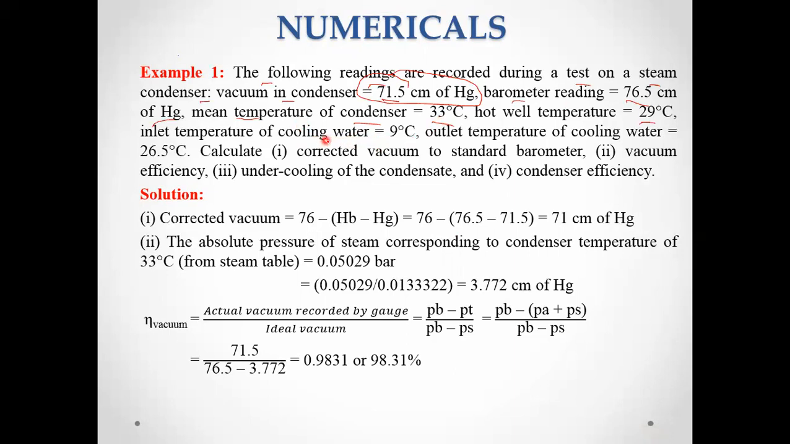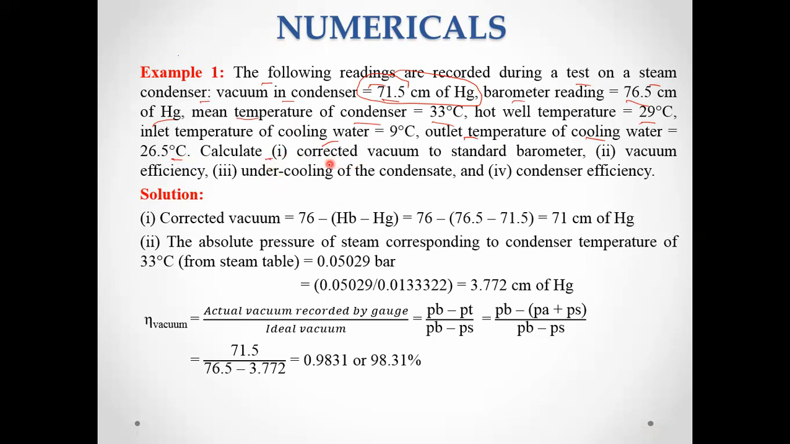And the inlet of cooling water is 9 degrees Celsius. Then the outlet of cooling water is 26.5 degrees Celsius. So you can see that the inlet of the cooling water is 9 degrees Celsius, but when it comes out, the outlet temperature is 26.5 degrees Celsius. Why? Obviously, in the condenser we get the steam at the entry, so that steam's heat is released to this cold water. These are the given data.